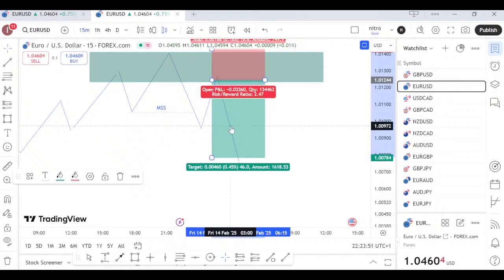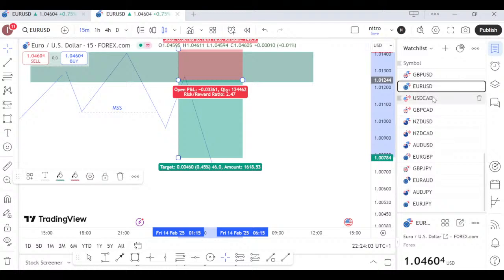Okay, can you explain how to pick that fair value gap on live chat? I got the example you gave, but didn't get the fair value gap you drew on the chart. Okay, fair value gap. Let's check.